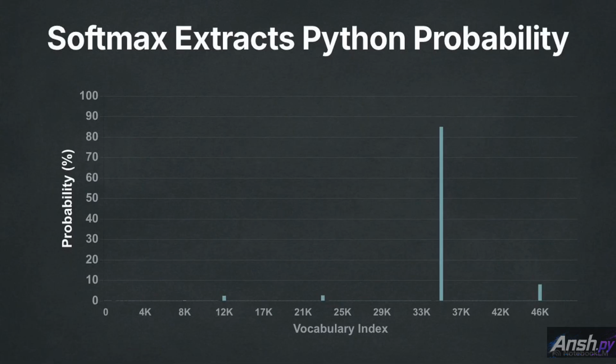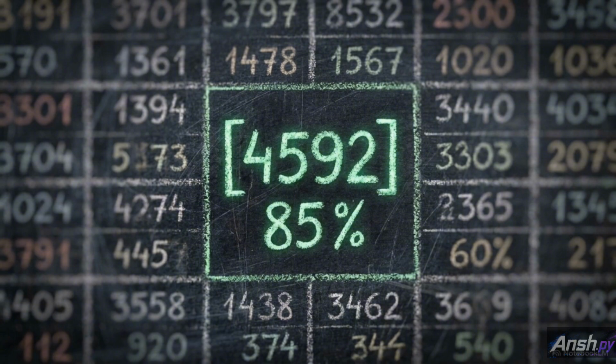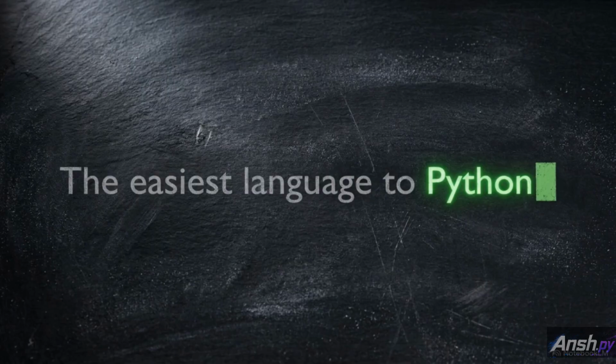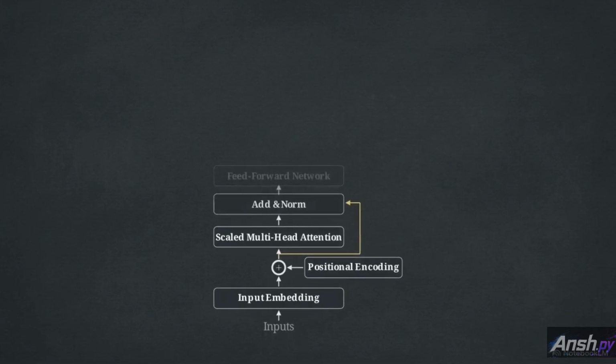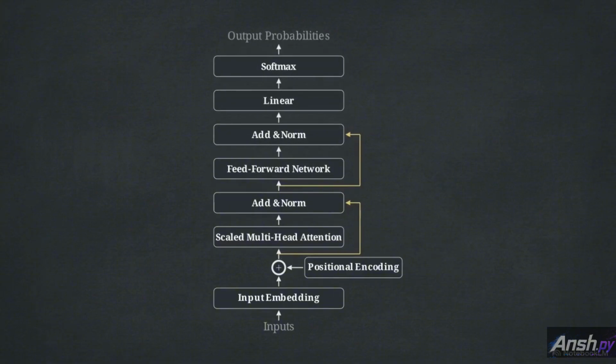Notice how one bar clearly peaks above the rest at 85% for the word Python. The system simply selects the index with the absolute highest percentage. That specific word becomes the model's official prediction for the next step in the sequence. Looking at this complete pipeline cheat sheet, we can trace the exact mathematical path.